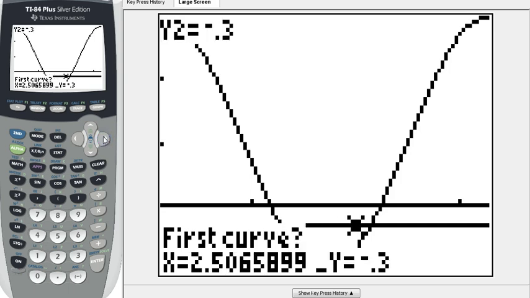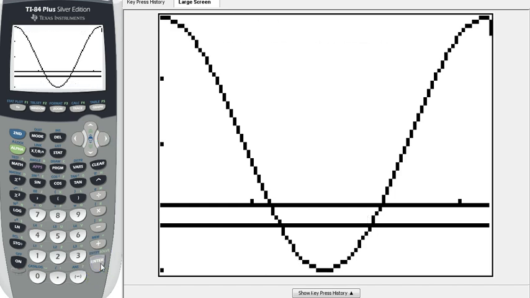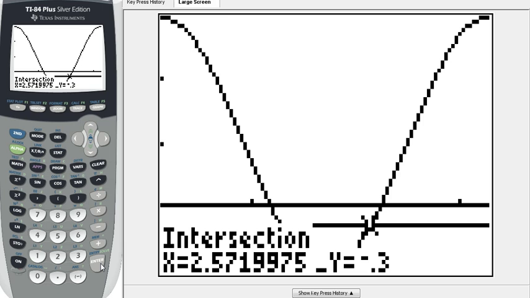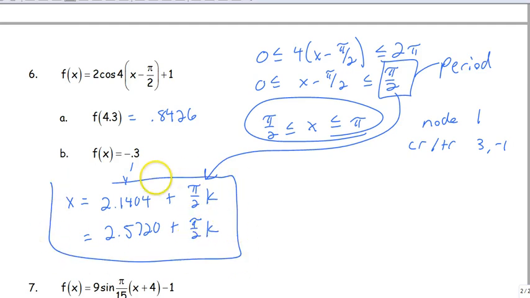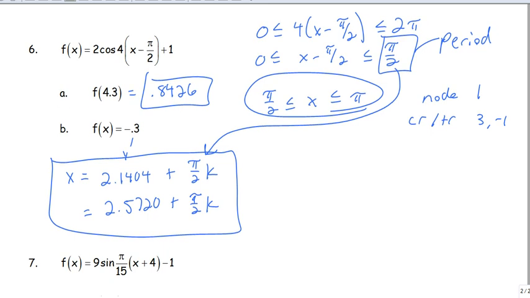Move it over. Enter, enter, enter. And you get 2.57199, so that's 2.5720 radians. Remember, the pi is already included in these. You do not need to divide by pi for these because they're weird decimals. So you can leave the pi in there and pi over 2k. So these are our two solutions for B. This is our solution for A. But it's important to do this work ahead of time to make life a lot easier for you.